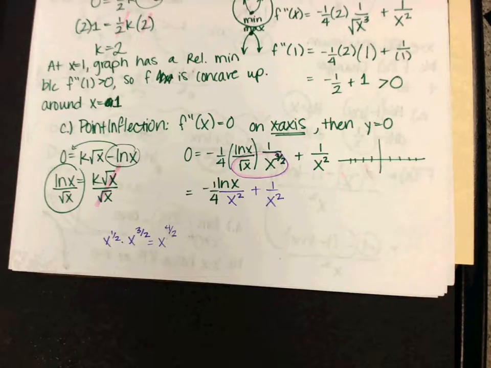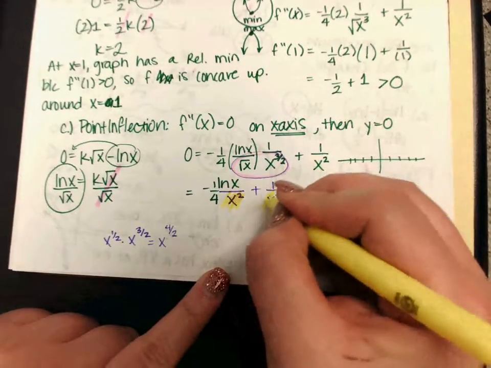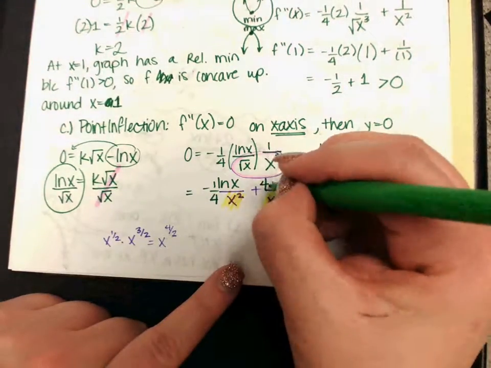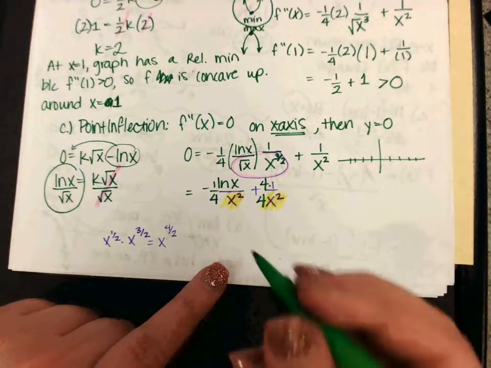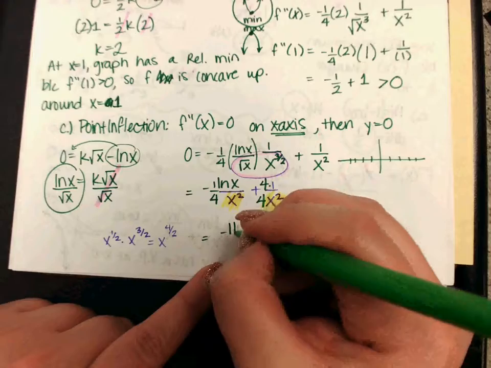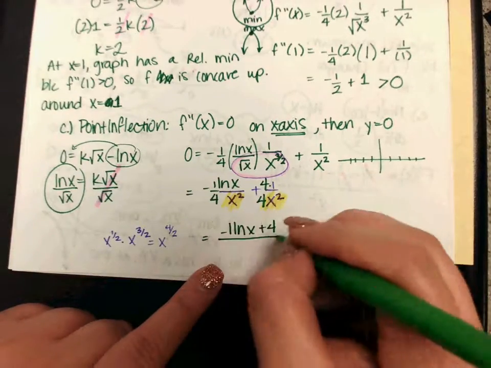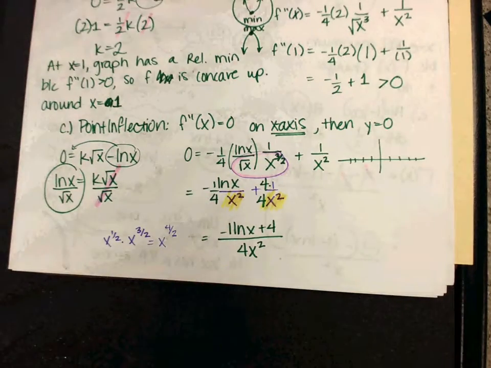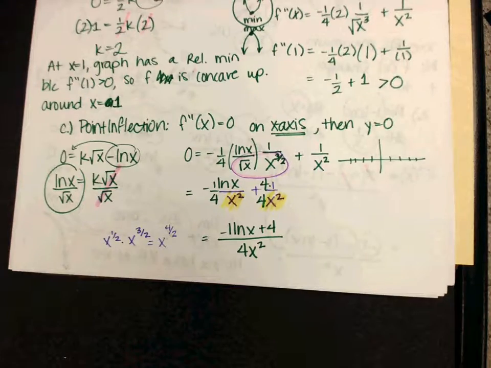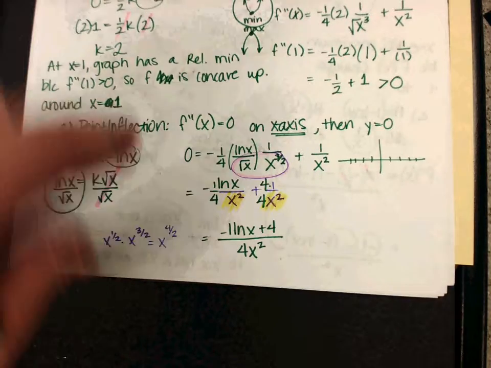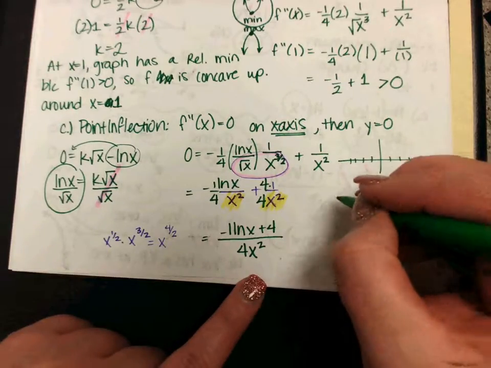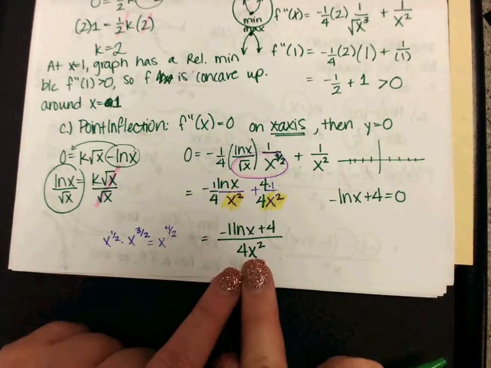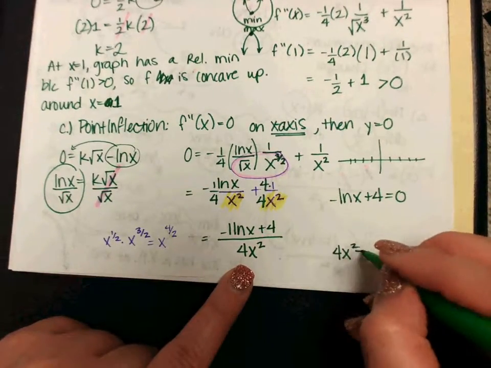Then I look at that and I notice, hey, look at my denominators. They're almost the same. What's the only thing that's wrong? Well, my second fraction doesn't have a 4, so I'm going to times by 4 on top, 4 on bottom. Now that these guys are the same, I have negative 1 ln x plus 4 over 4x squared. Then remember that I have a point of inflection, but I only have one point of inflection. So I'm going to set the top equal to 0, negative ln x plus 4 equal to 0, and then I would set the bottom equal to 0. So 4x squared equals 0.